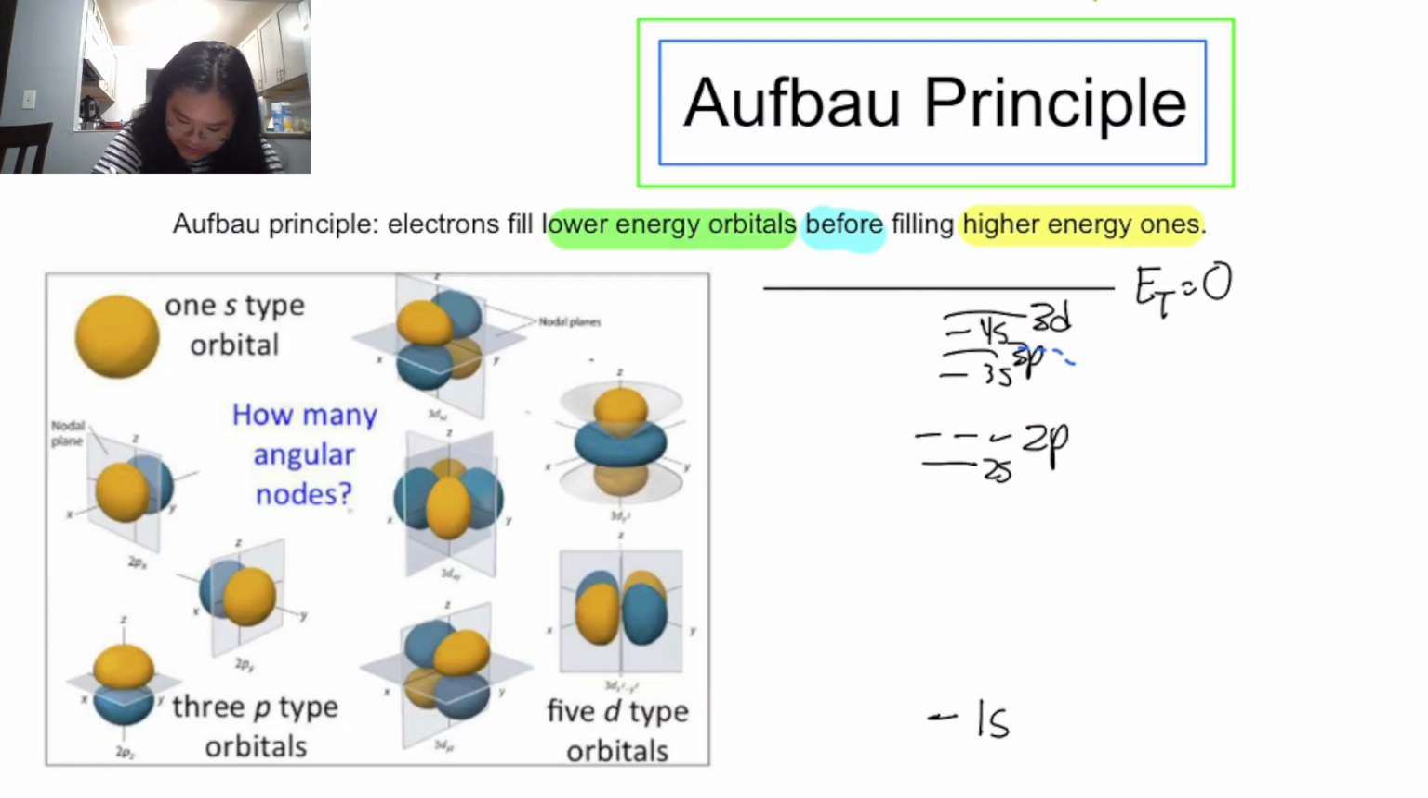We also want to adjust our 3p to three lines. And there are 5 d orbitals, which means we need to adjust our 3d line to incorporate 5 orbitals: 1, 2, 3, 4, 5. It's a little messy, but this is what a more accurate energy diagram would look like according to the Aufbau principle. I hope this video was helpful.